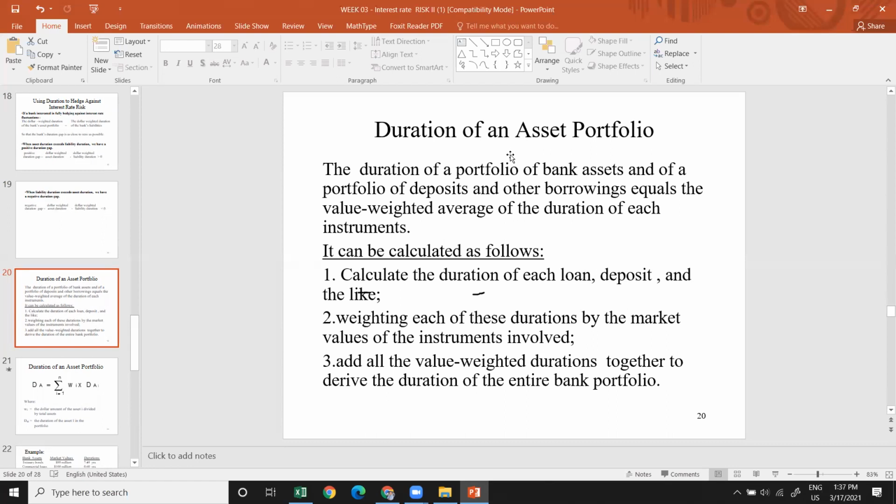First of all, we calculate the duration of each loan, deposit, or asset and liability itself. Then we weight each of these durations by the market value of the instruments involved. And at the third step, we add all the value weighted durations together to come up with the duration of the entire bank portfolio. There will be an example, you will see and you will understand. The example will be in the slide, and the example will be given at the end of the chapter. So I'm going to tell you which questions you need to solve at the end of the chapter.